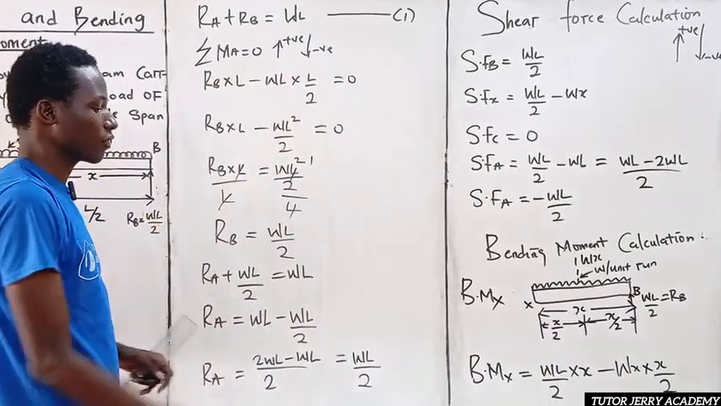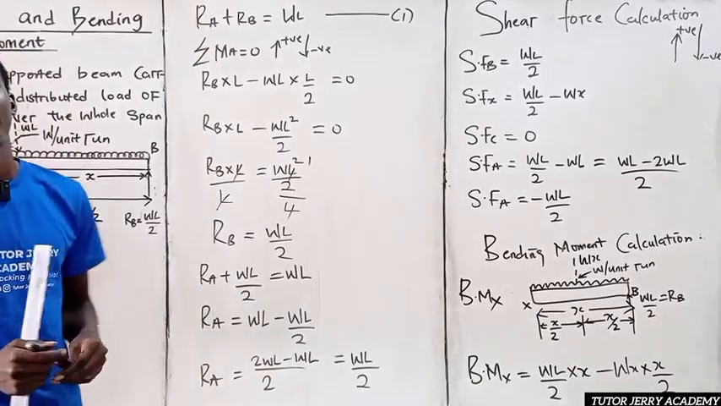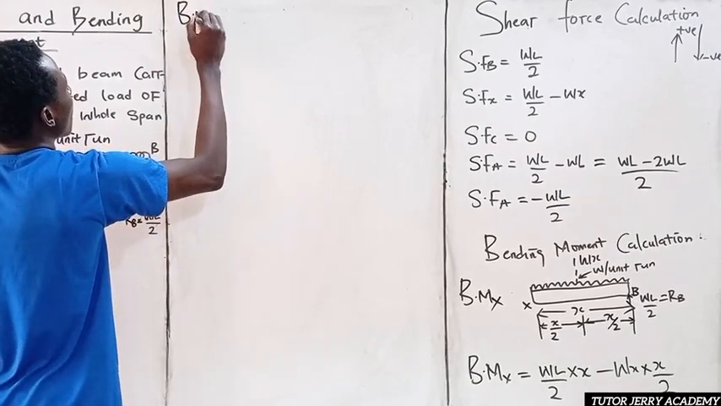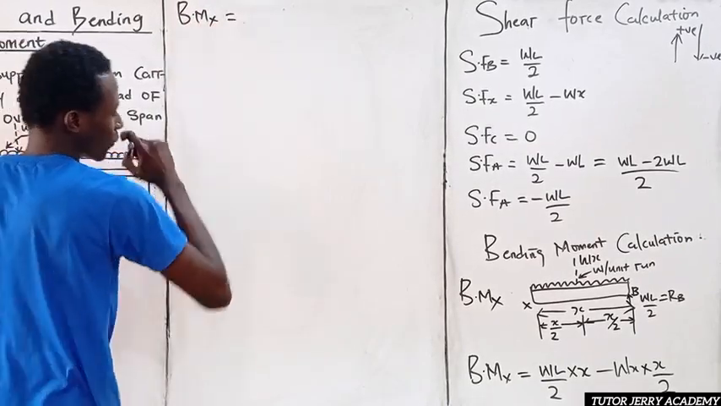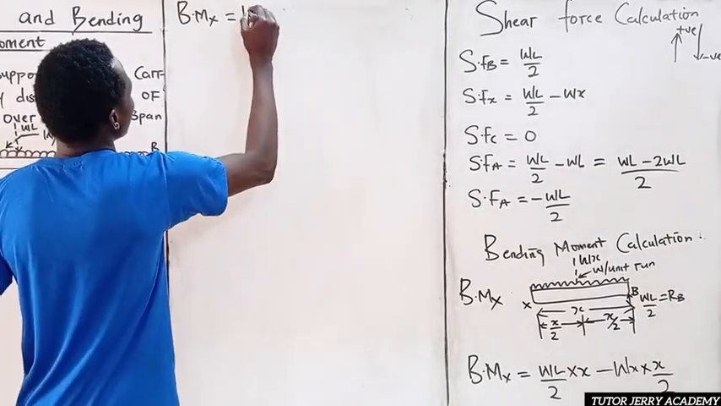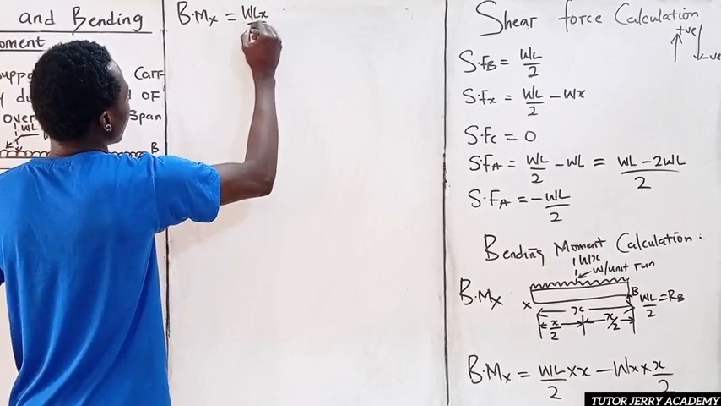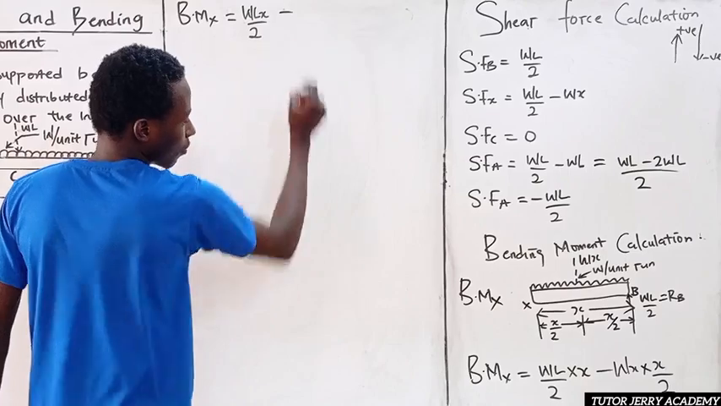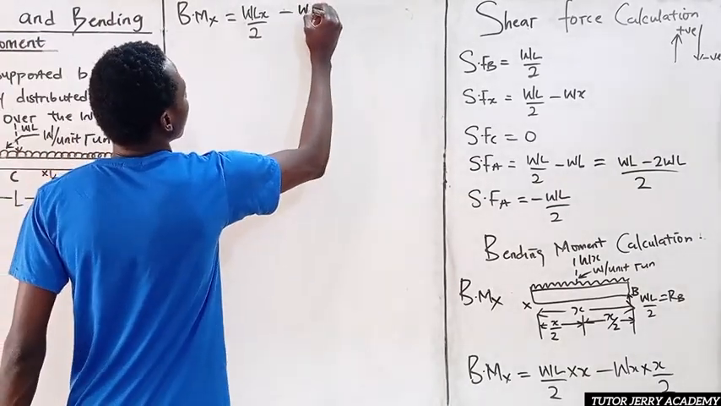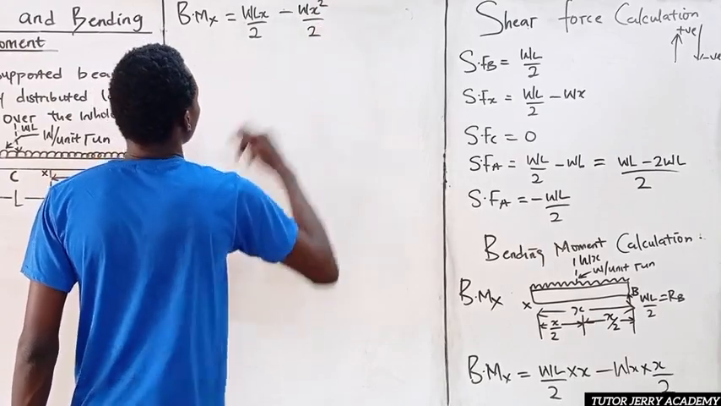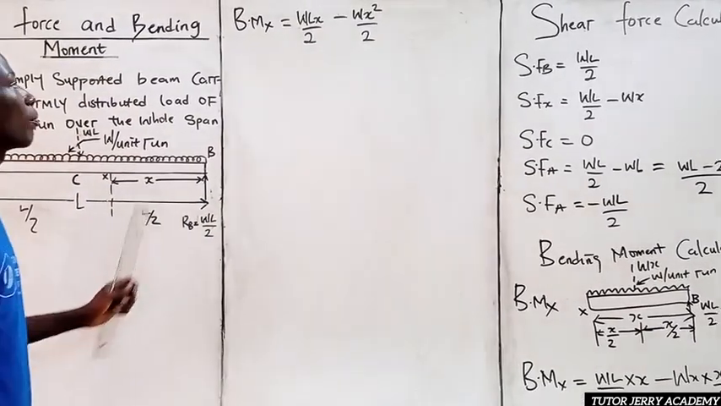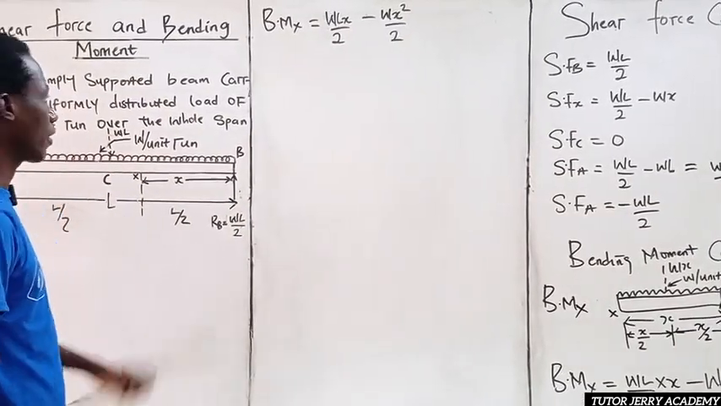So let's clean this part up as we solve further. Our bending moment at X will be equal to WL multiplied by X, which is WLX all over 2, minus WX multiplied by X, which is WX squared all over 2. So this is what we have as our bending moment at point X.